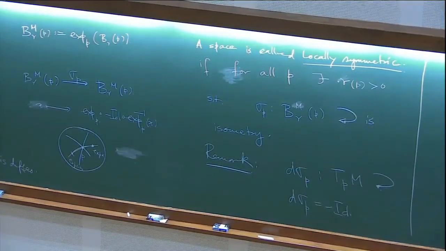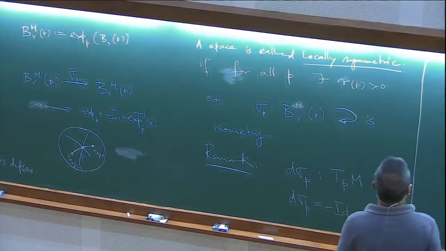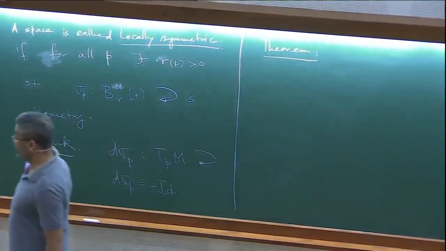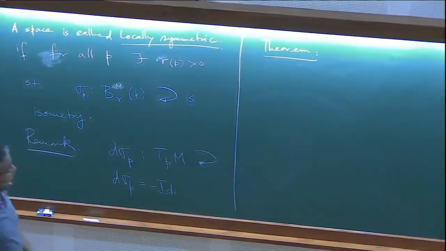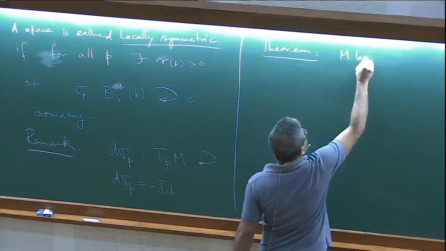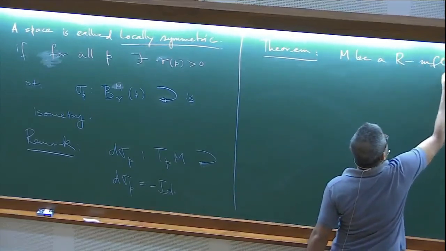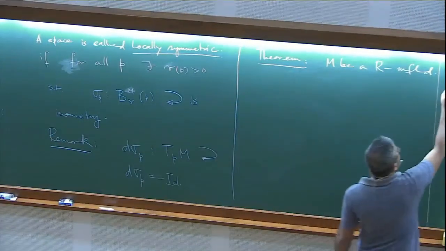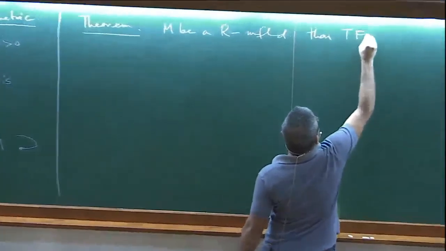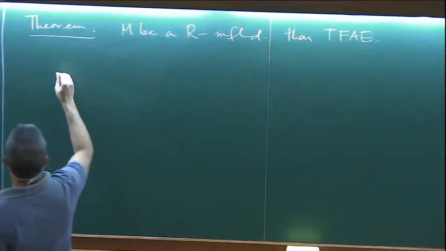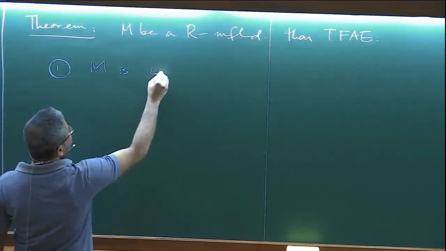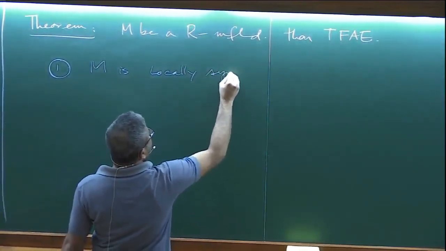For example, I'm going to derive a bunch of conditions through which you will be able to check that constant curvature spaces are locally symmetric. Okay. So let me write down a theorem. Let M be a Riemannian manifold, then the following are equivalent. One: M is locally symmetric.